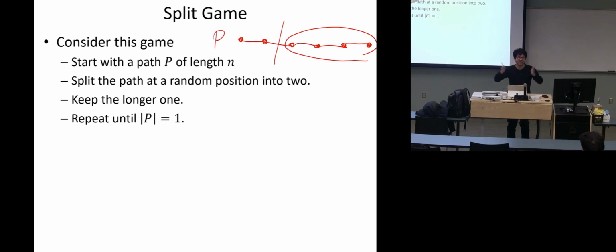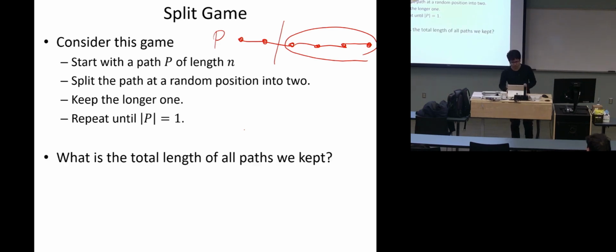So keep splitting at random, take the larger side, split again until the path has length 1. There is just one node in the path. So the path, yeah, this is the number of nodes. Good. So now what I want to count is the total length of all paths that we have kept in all rounds. Sum the length of the paths that we have kept.